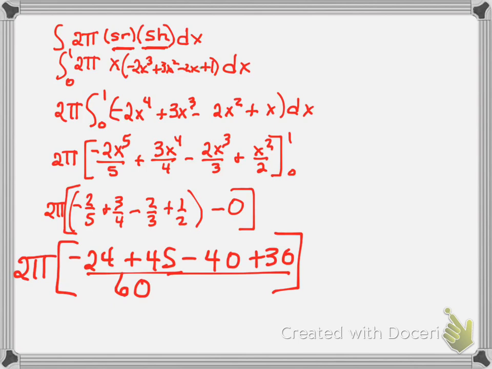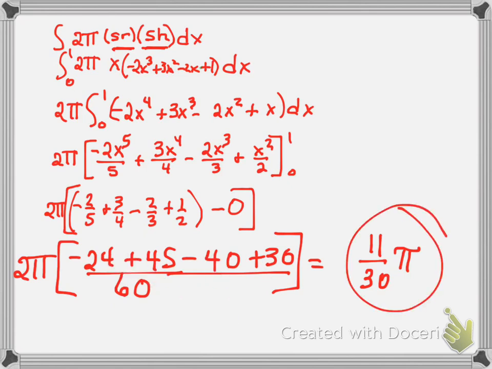All multiplied by a 2 pi. I could reduce the 2 and the 60 if I wanted to make that a 30. And 45 minus 40 is 5. 5 and 30 is 35. And 35 minus 24 would be 11. So I'm going to end up with 11 over 30 times pi. Got the 30 from reducing those, kept the pi, got an 11 from simplifying all this. So there is the area, 11/30 times pi, of that specific figure.